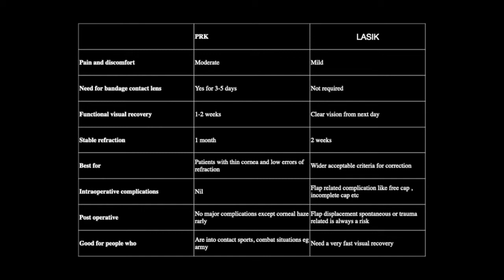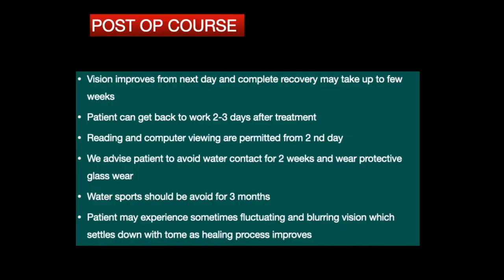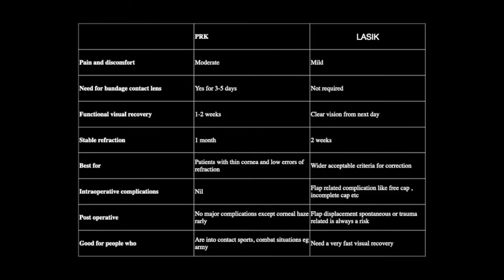Functional recovery happens in 1 to 2 weeks in PRK patients, whereas LASIK patients see clearly from the next day itself. The refraction or the power becomes stable in 1 month's time in PRK, whereas in LASIK it may take up to 2 weeks. PRK is good for patients who have thin cornea and low errors of refraction. So it is usually given as an option for patients whose power is less than -6. LASIK has much wider criteria for correction. You can correct up to -12 with LASIK.